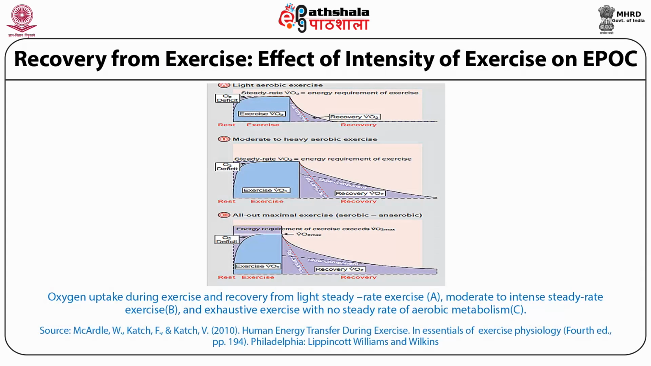This figure shows us the oxygen uptake during exercise and recovery from light steady rate exercise. Here it can be seen from picture A, and part B shows us the change of moderate to intense steady rate exercise, and figure C shows us the exhaustive exercises with no steady rate of aerobic metabolism, and all these figures show us the relative changes in the oxygen deficit during all kinds of exercises.